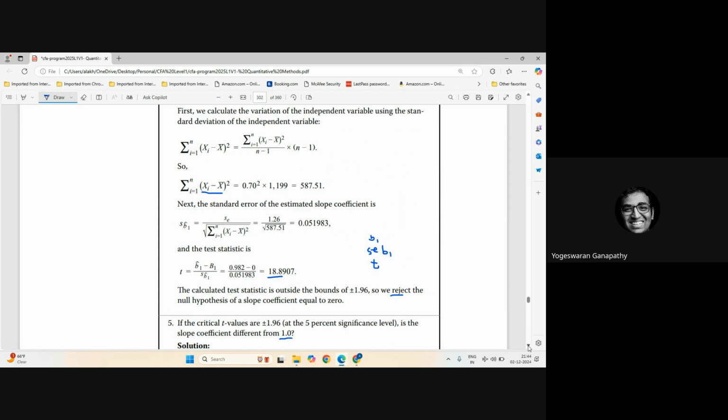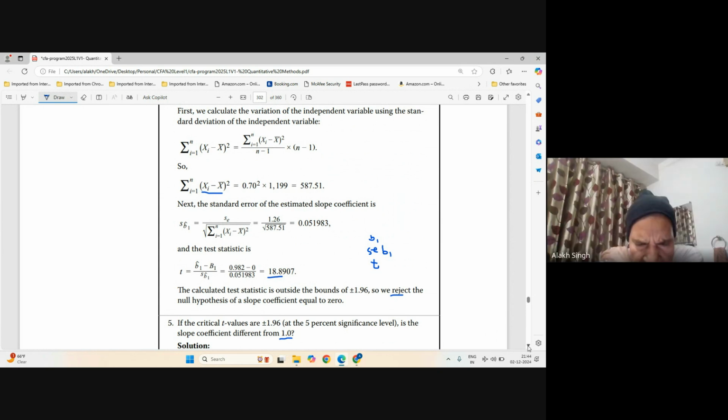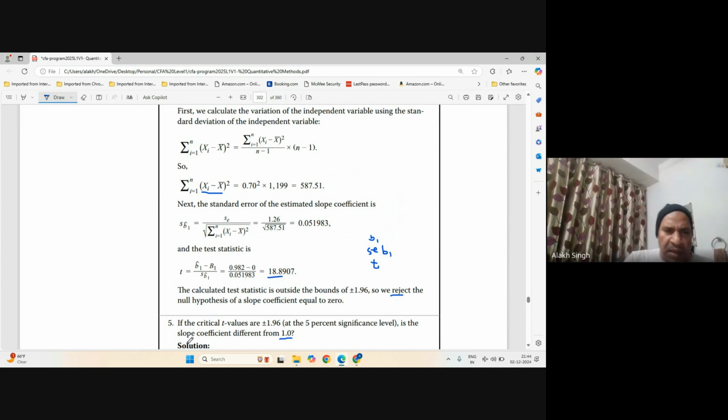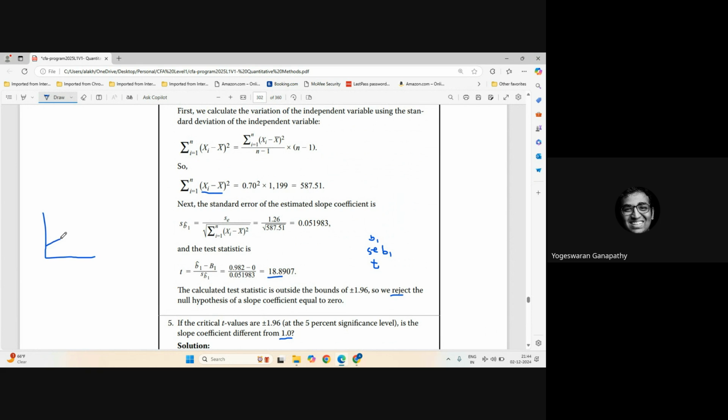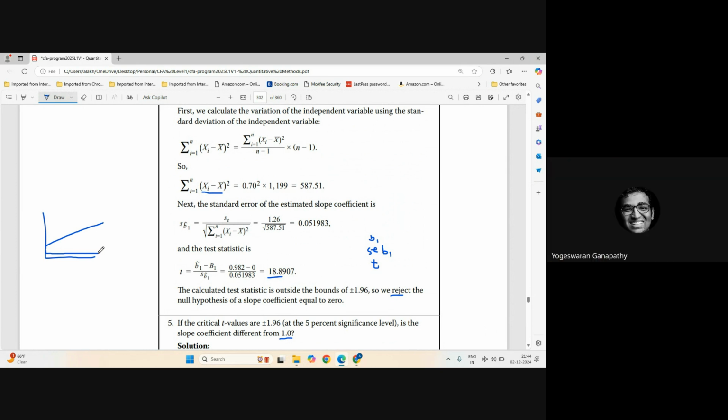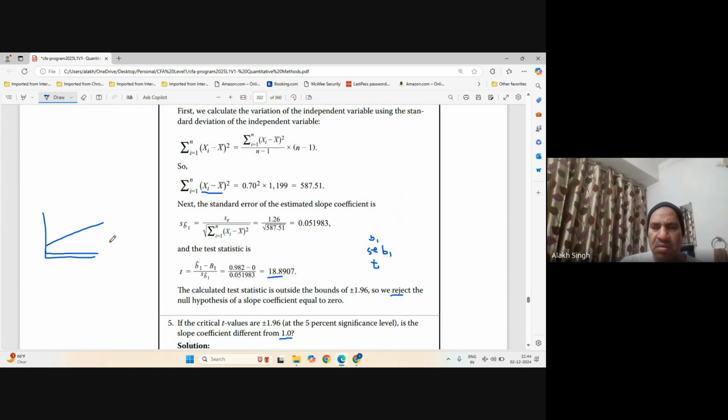How is the visual representation of this? In the graph, a slope coefficient of 1 means just a 45-degree line. And in the previous case, the slope will be like this, and then you reject H0. So that means it's not close to 0, but something more. Yes.